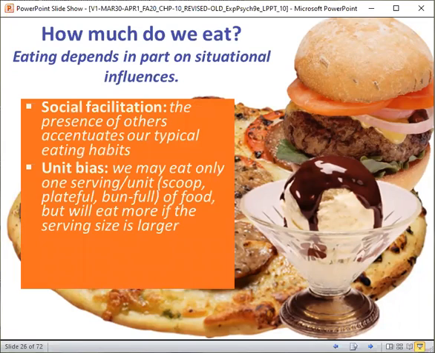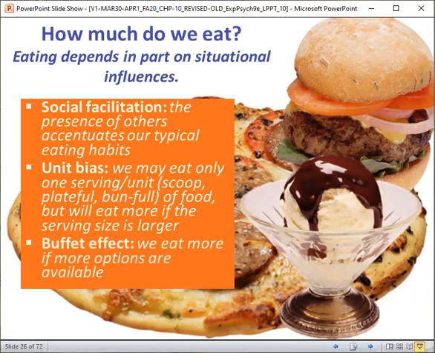Then we have the unit bias. We may eat only one serving, unit, scoop, plateful, or bunful of food, but we'll eat more if the serving size is larger. So the idea here is that by upsizing all things, it's sort of trying to make us want to eat more by supersizing our meals. And then we have what we refer to as the buffet effect. This is not an official term, by the way. It's something that the author of this textbook came up with. We eat more if more options are available.